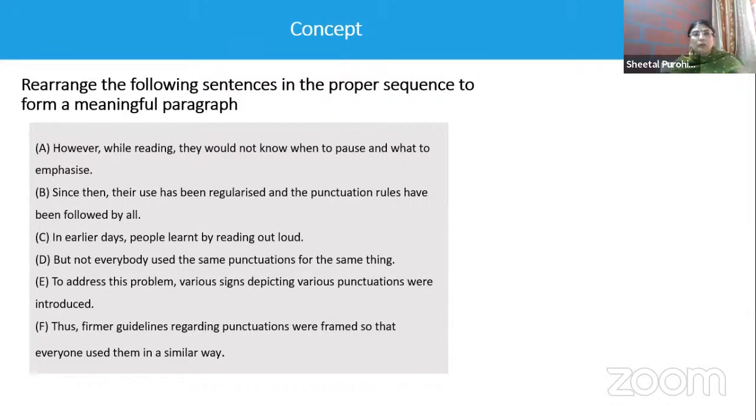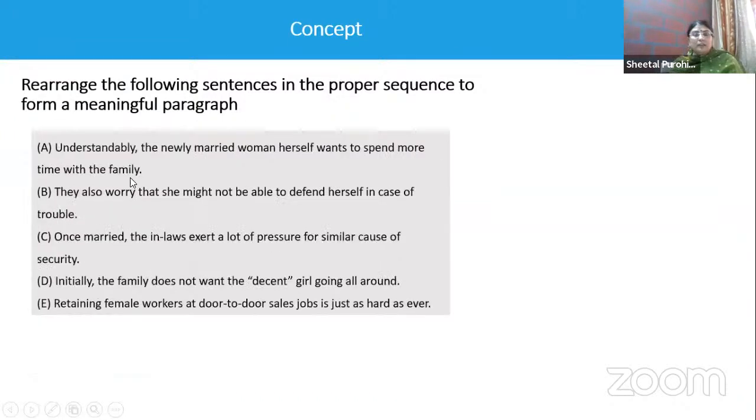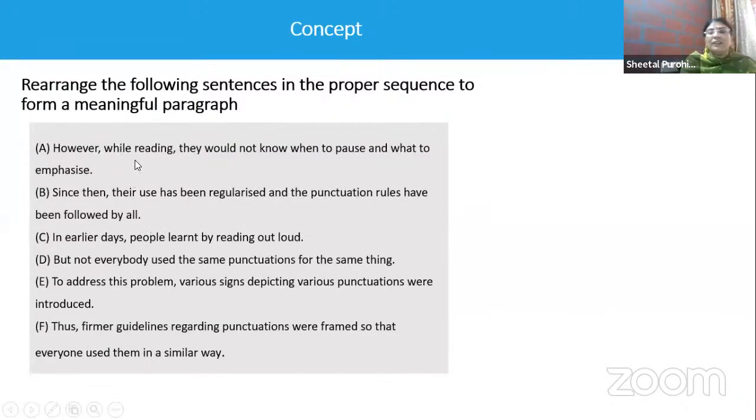Right? Now, the first sentence should be C. And then after that we can say however while reading. Because in this, the reading out loud is given. In this, and then the reference to reading is again given in A. That while reading, they would not know when to pause and what to emphasize. So first one will be C. After C, we will have A.